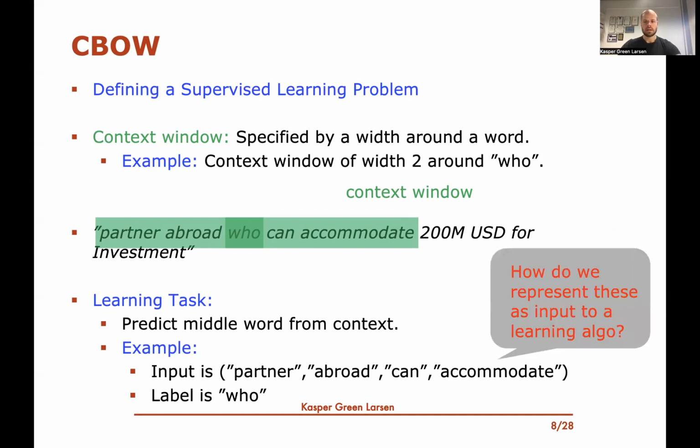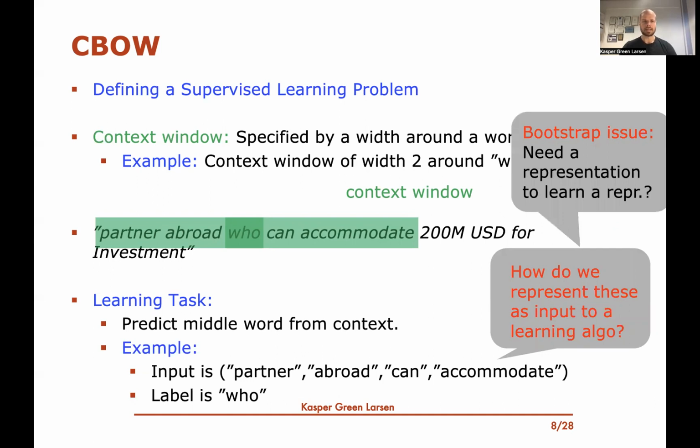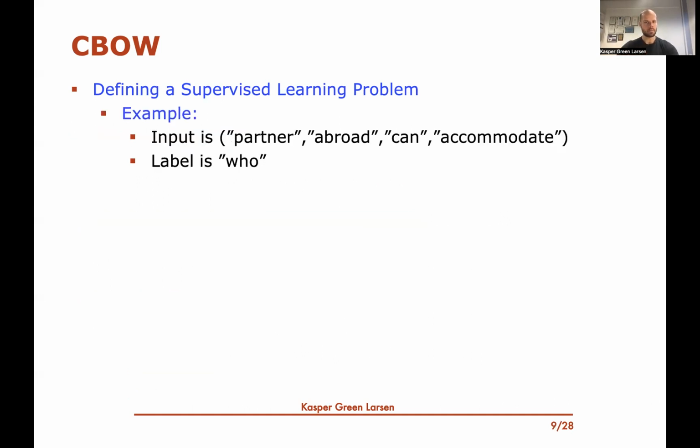So the question is, again, this input here is a sequence of 4 words. If we want to use the machine learning models we've seen so far, we have to represent them somehow, encoded as feature vectors. There seems to be a bootstrapping issue: we're trying to learn a representation of all the words, but to do so, we need a representation of all the words. We'll deal with it in a kind of naive, simple way.